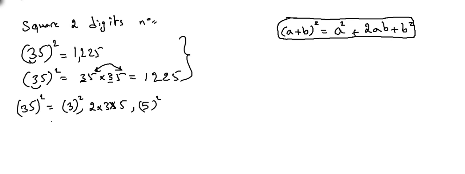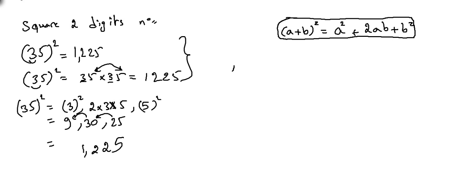We got what? When we do 3 squared, it's 9. When we do 2 times 3 times 5, it's 30, right? And 5 squared is 25. This is nice. What we do now is we start with units, 5. This 2 we add to this digit, it's 2. And then this 3 we add to this digit, it's 12. So it's 1225 again. So 35 squared, I did it here in 3 different cases.